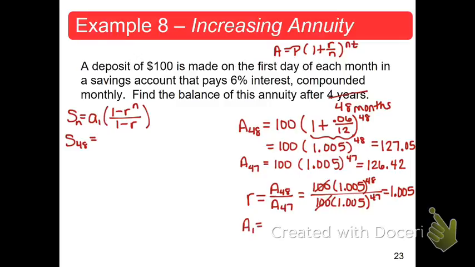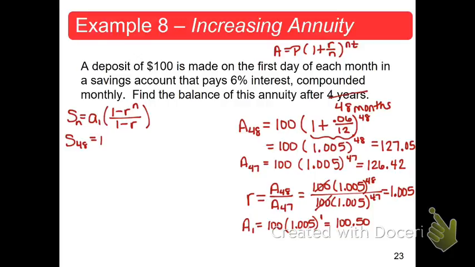You can't say a sub 1 is 100. Because remember, they're making the deposit on the first day of the month, and we're looking for the end of that month, in the 48th month. So you get 100 times 1.005 to the first, which gives us $100.50.